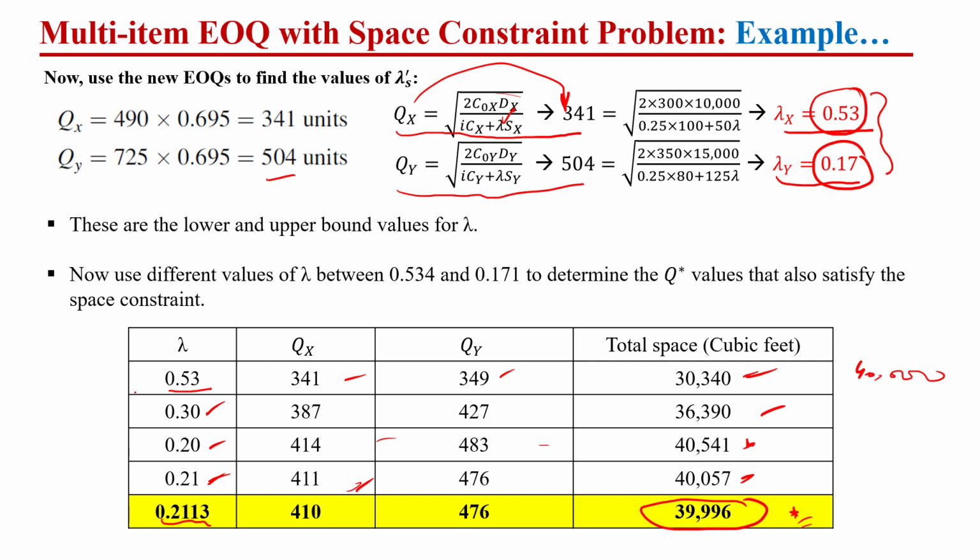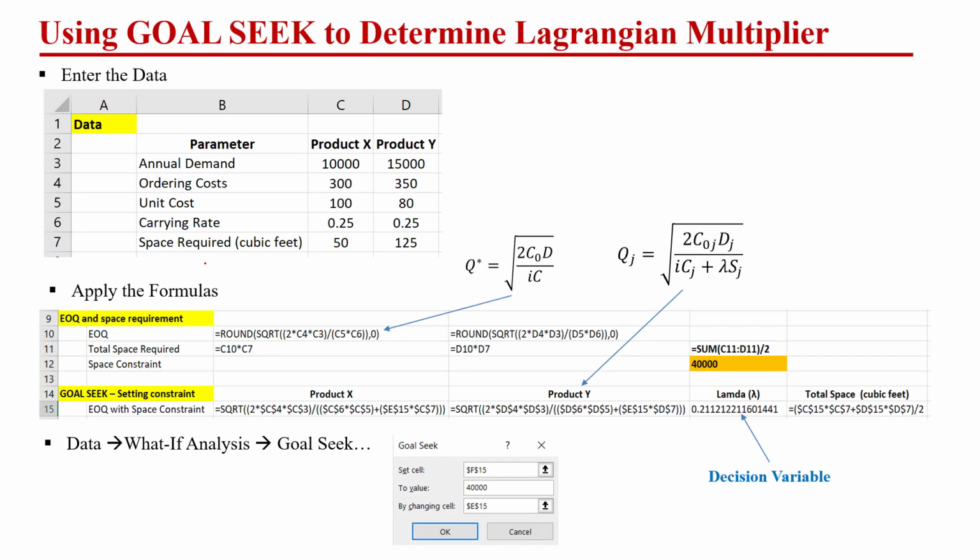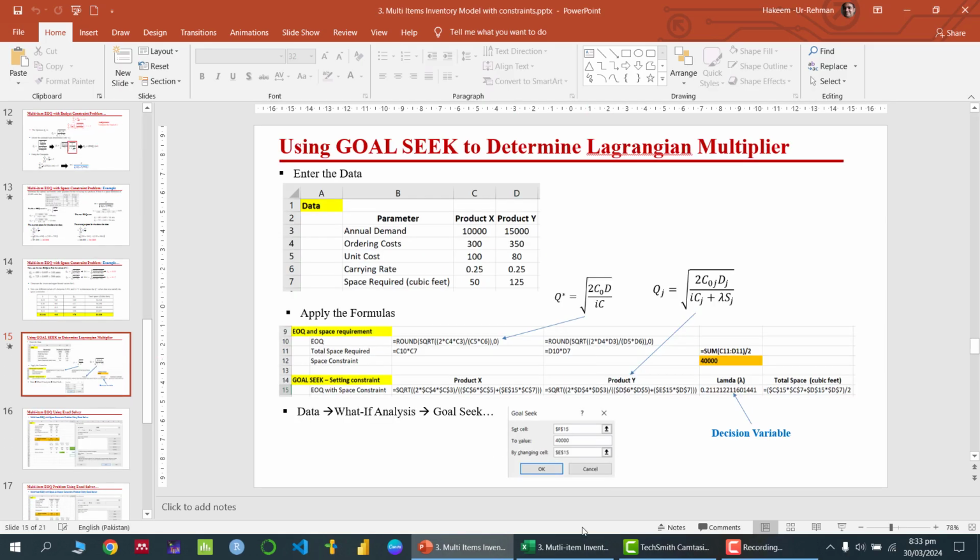But this is quite tedious work if you are going to find the value of lambda manually. So is there any way that we can exactly find the value of lambda if we are facing this particular issue? Yes. For that we can use the goal seek approach in Excel. So let me show you in Excel.